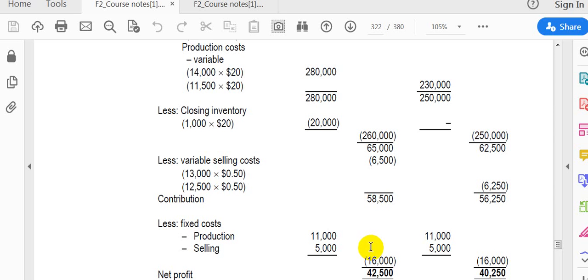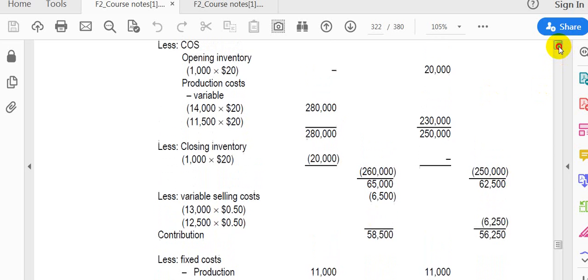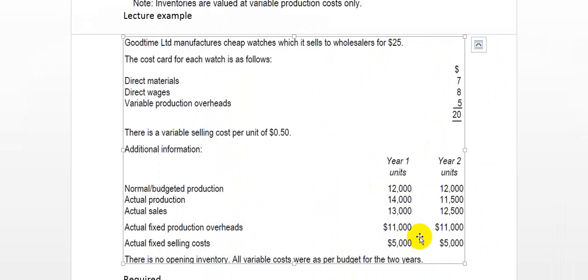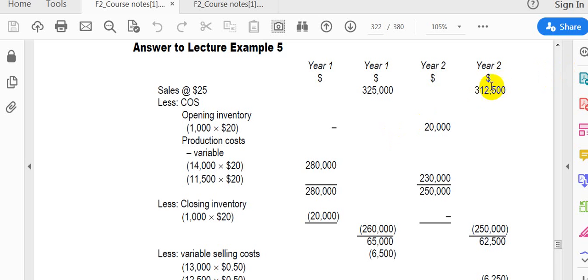We move to year 2. We had closing inventory in year 1 of 1,000, valued at 20,000. So in year 2, we will have opening inventory of 20,000. But how many units did we sell in year 2? We sold 12,500 units. So 12,500 units times 25 gives us 312,500.